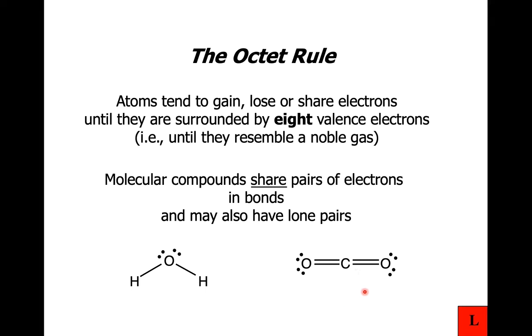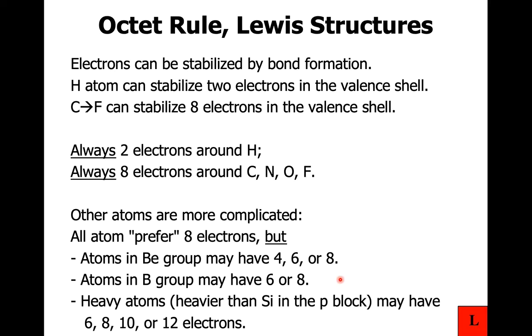Also, we can have multiple bonds. We'll see that on some of the slides after this. So 2, 4, 6, 8 for this oxygen, 2, 4, 6, 8 for this oxygen, 2, 4, 6, 8 for the carbon. So all 3 of the atoms meet the octet rule. Here's a good place to pause and look at this and go back and look at this later.